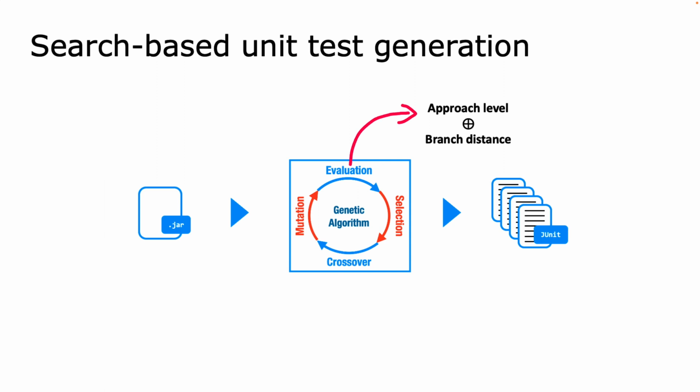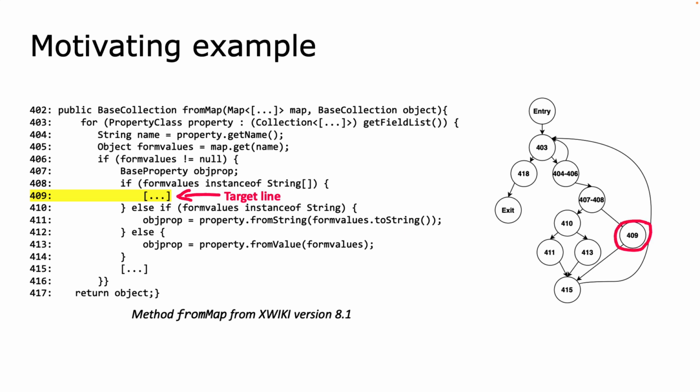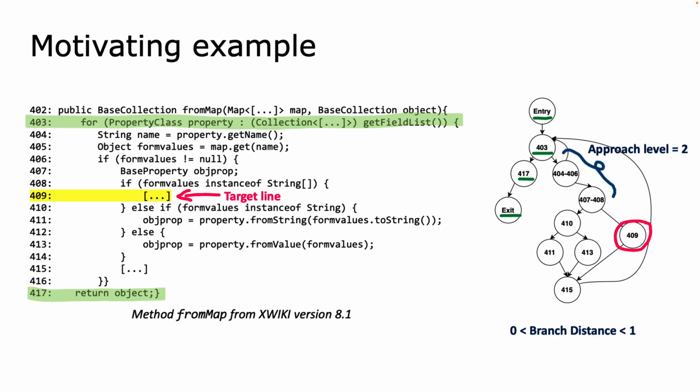And the branch distance measures the distance between a test's execution and the coverage of a true or false branch of a particular predicate in a branching statement. For instance, assuming that we try to cover line 409, the generator will create an initial population of test cases. When executing the different tests, they will cover the different statements of the method. If the current tests do not enter the for loop, we have test cases with an approach level of 2 and a branch distance between 0 and 1.